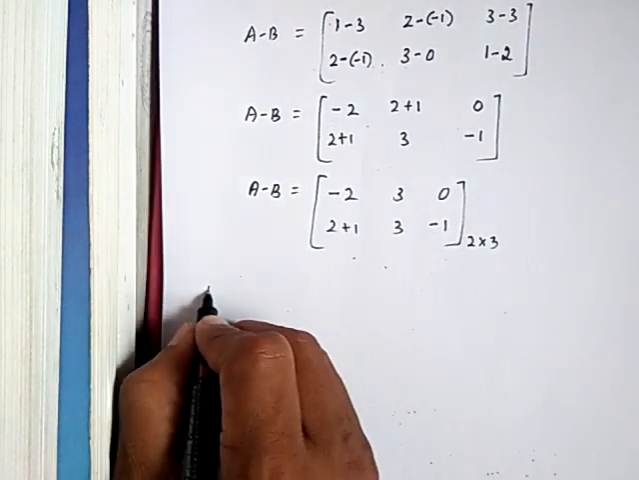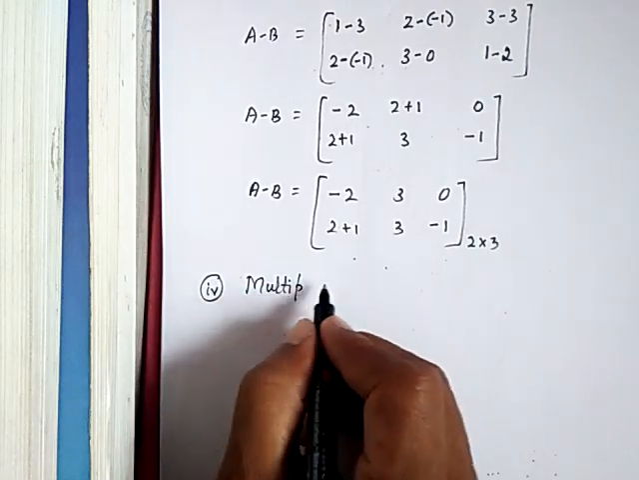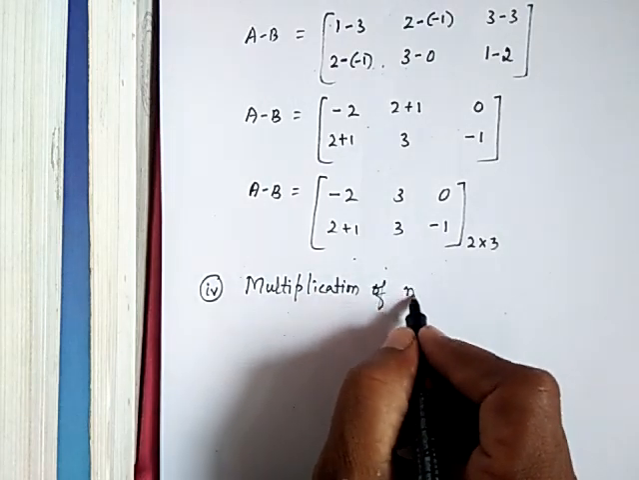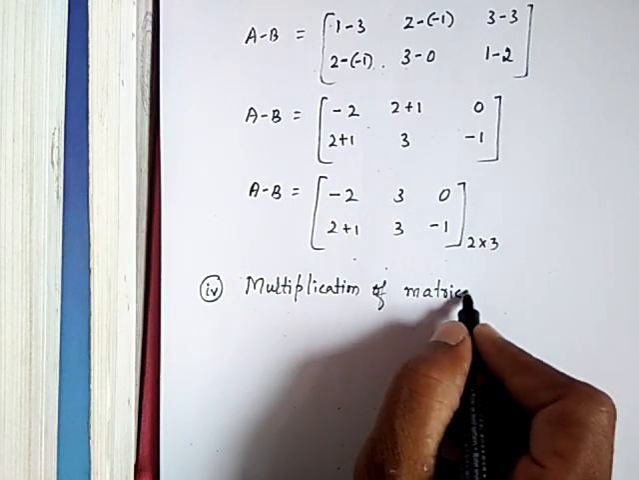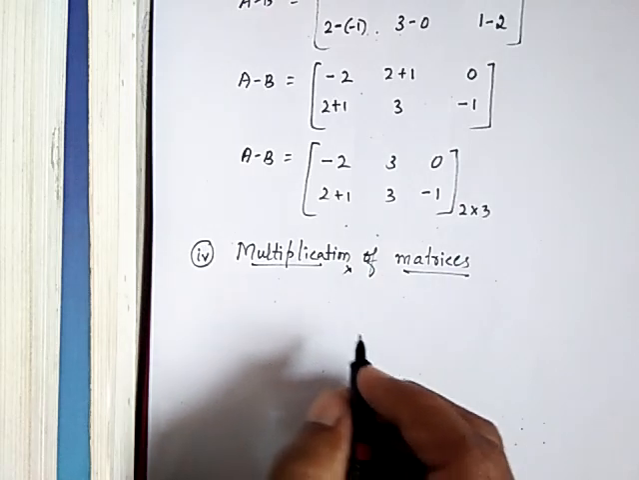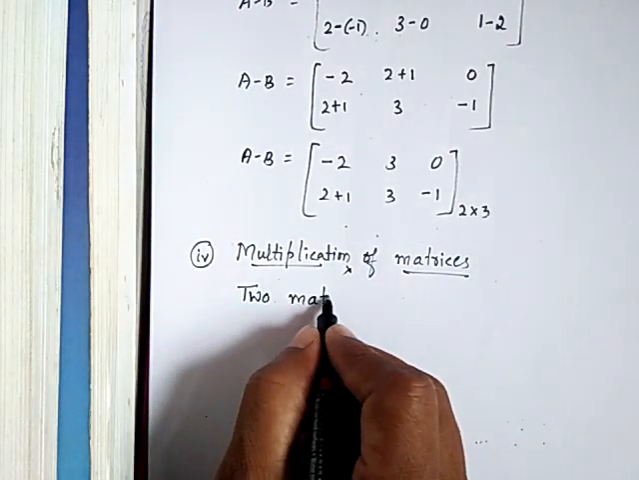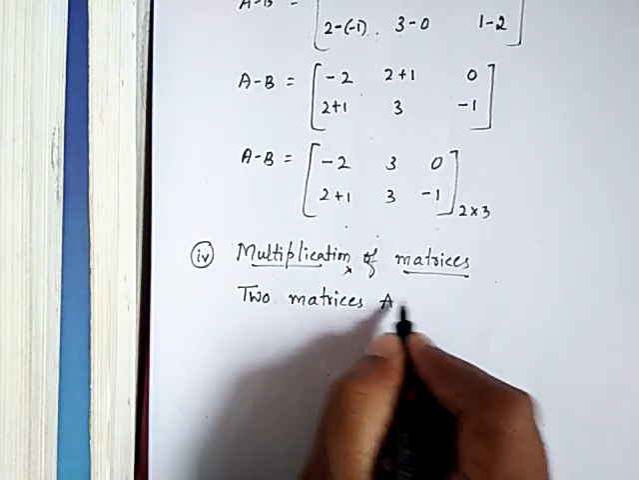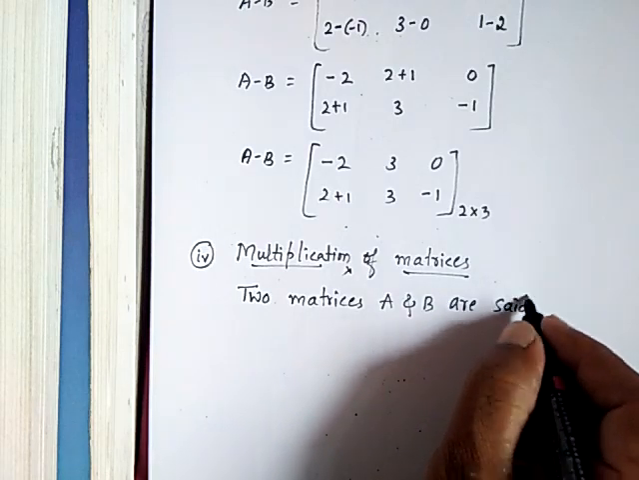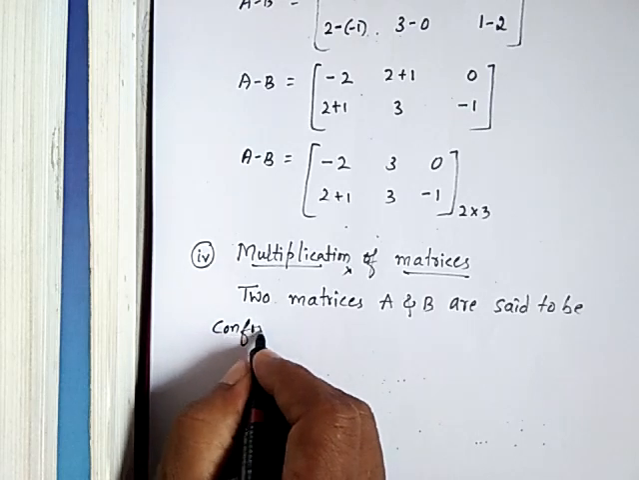Okay, now lastly we will go to multiplication of matrices. How are we going to define multiplication of matrices? Two matrices, capital A and B, are said to be conformable.